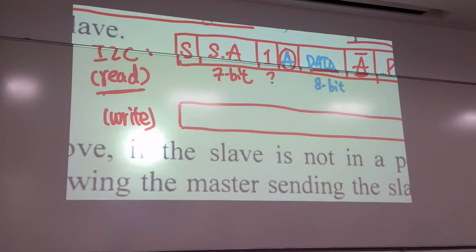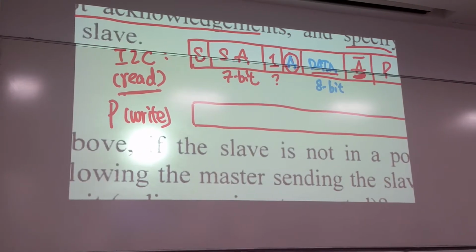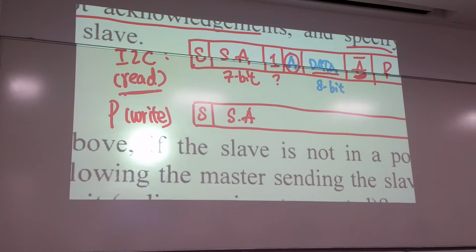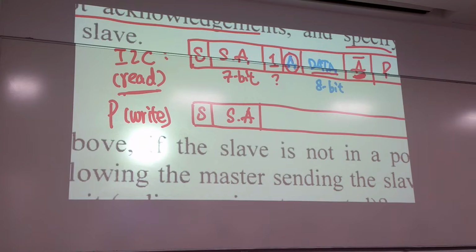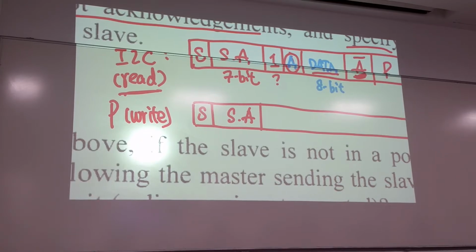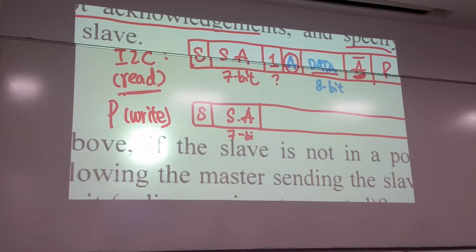But if your processor is writing, then what should you have? You have start, then you still need to mention the slave address. You need to tell all the slaves in the system who you want to communicate with. So this is always the same at the beginning. It's 7 bits, followed by 1 bit indicating whether writing or reading. In this case, we will have 0, because R equals 1, W bar equals 0.